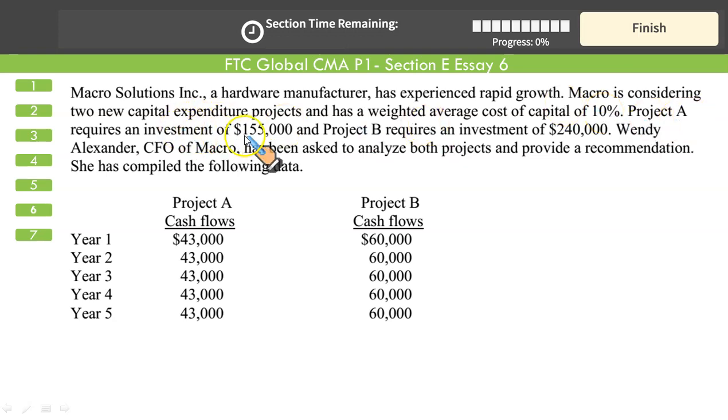Project A requires an investment of 155, gives these many cash flows. Project B requires an investment of 240, gives these many cash flows for 5 years. Wendy Alexander, CFO of Macro, has been asked to analyze both projects and provide a recommendation. She has compiled this data: initial investment and annual cash flow for A, initial investment and annual cash flow for B. Apparently a much simpler essay type.